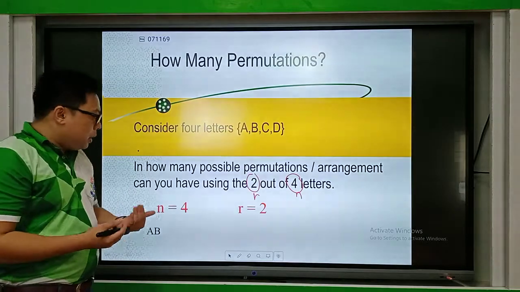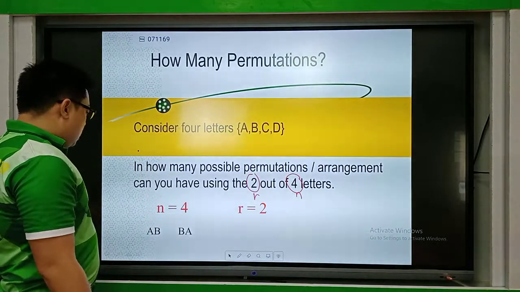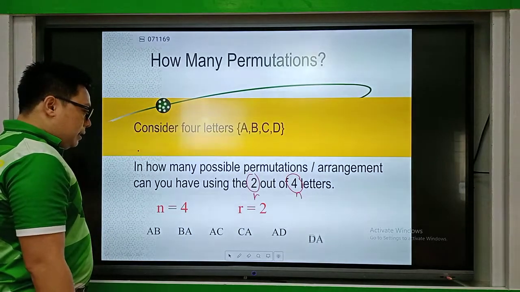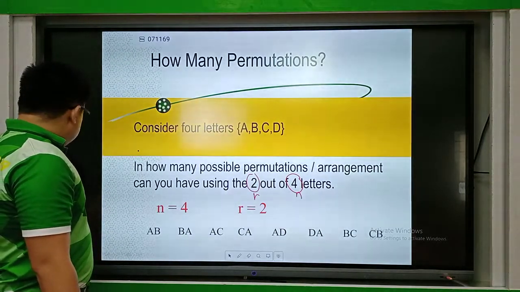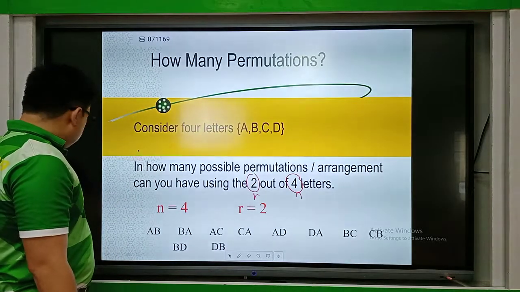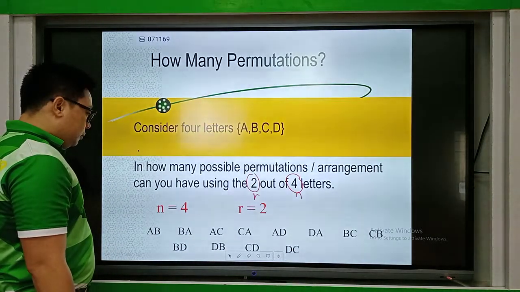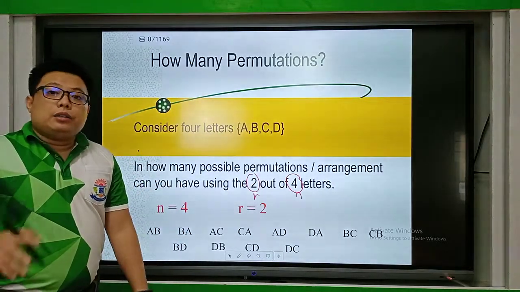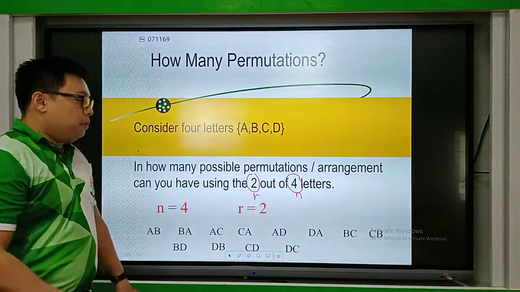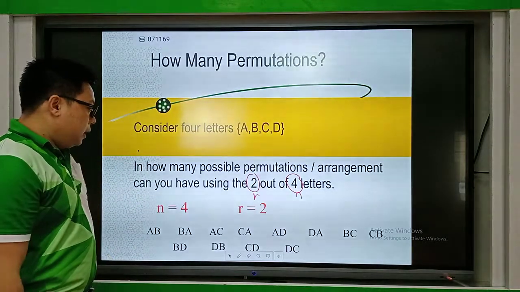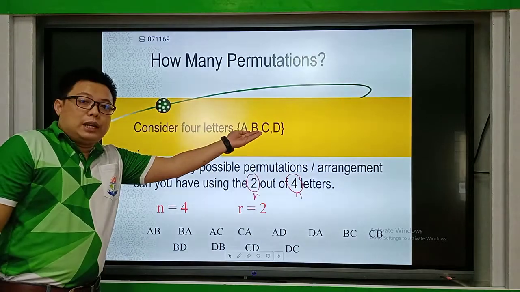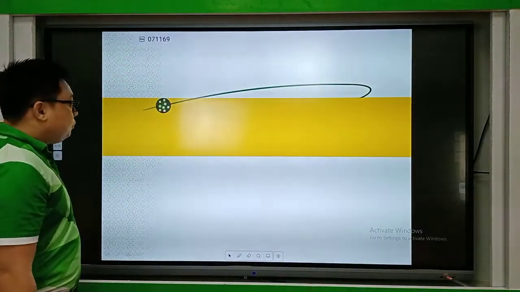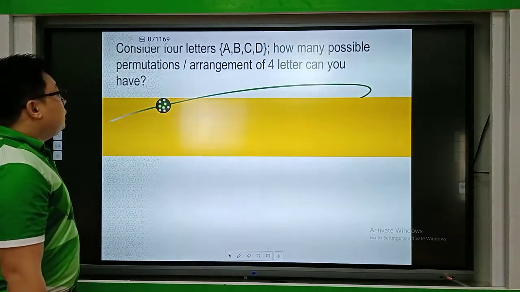So what are the possibilities? You have AB, BA, you can choose AC, CA, AD. There are a lot of possible permutations or arrangements here. I think that's it: 2, 4, 6, 8, 10, 12. So there are 12 possible arrangements or permutations for choosing 2 out of 4 letters in A, B, C, D. Let's move forward.